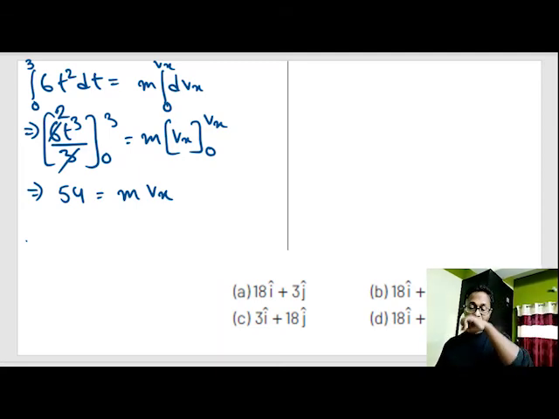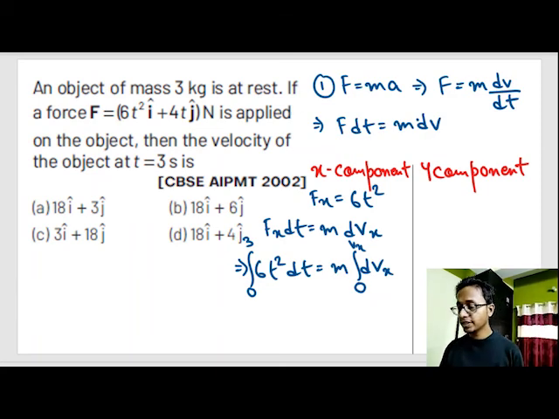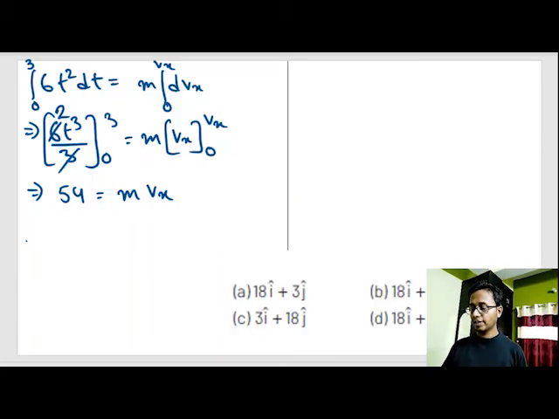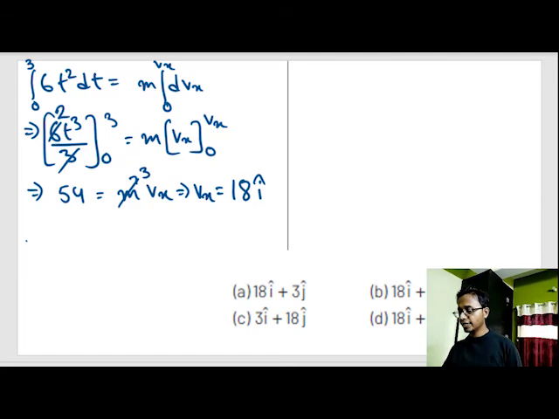What is the value of m? The value of mass was 3 kg. So 54 divided by 3 becomes vx is equals to 54 divided by 3, which is 18. So the x component of velocity is 18 meter per second i. So let's check the options. This is the wrong option.